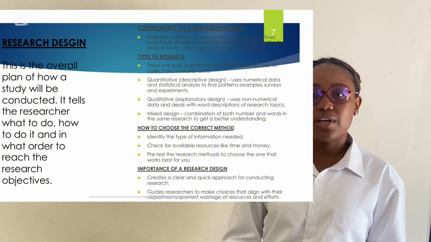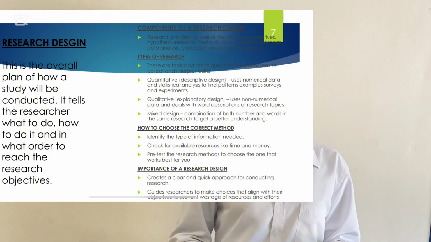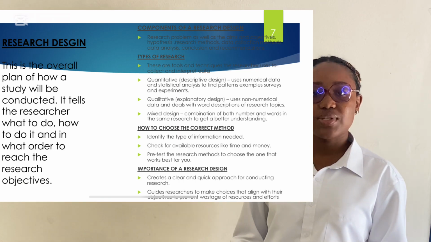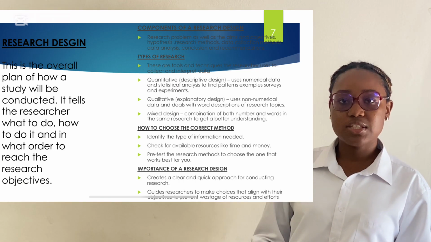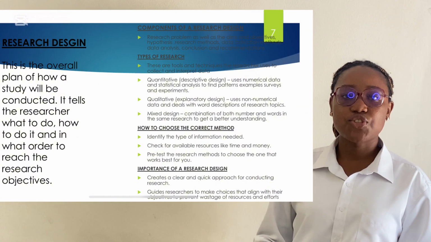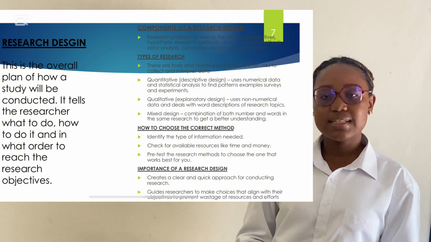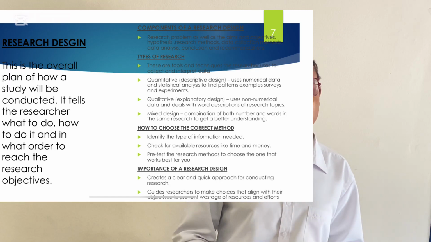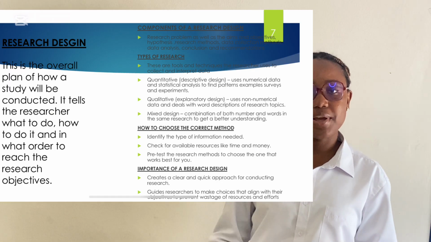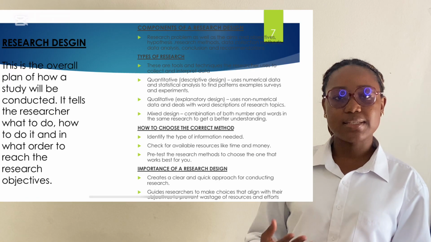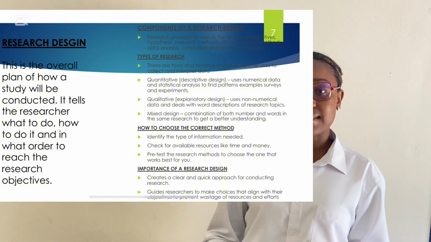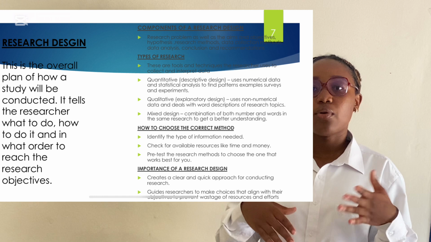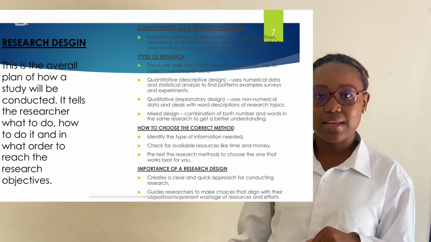Then we move on to the qualitative or the explanatory design. In this one, the researcher uses words and descriptions to find meanings of research topics. Then lastly, we have the mixed design. In this mixed design, the researcher uses both numbers and words to collect and interpret data and get a better understanding. How to choose the correct method for collecting and interpreting your data.